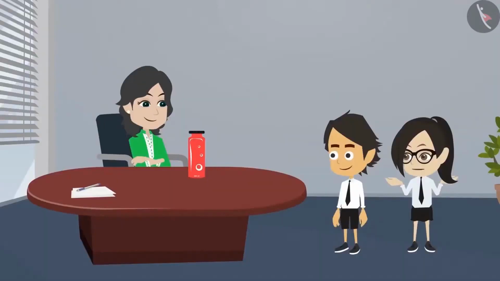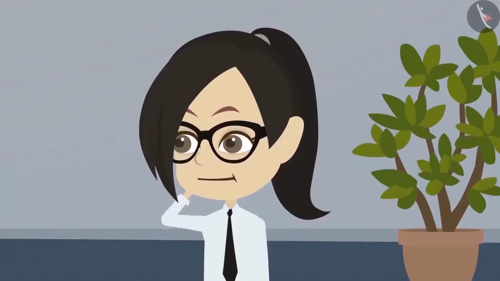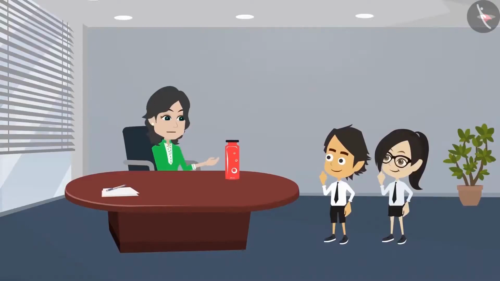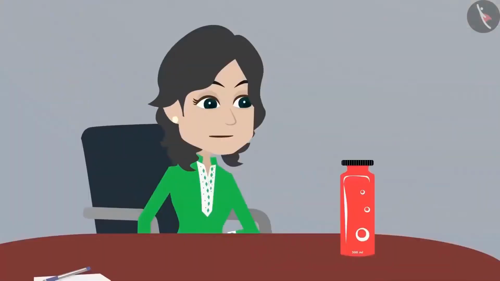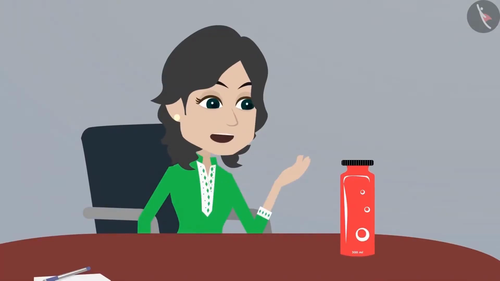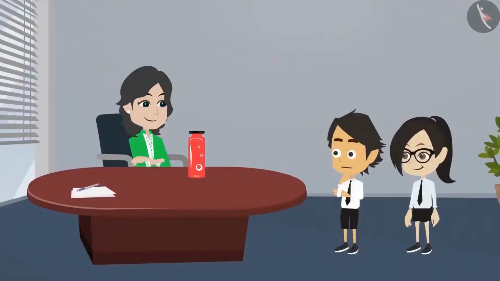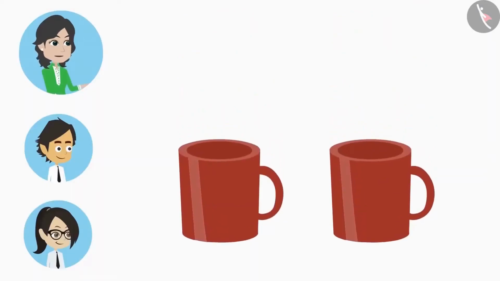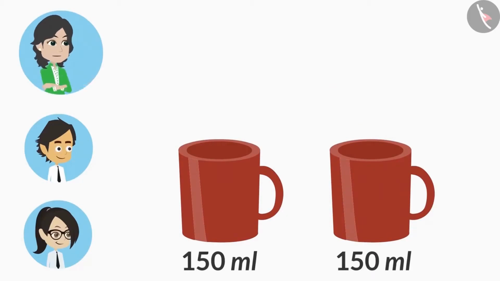But how will we measure 150 ml? See, there are different measuring cups to measure liquid. But we do not have those cups with us right now. Then how will we measure the buttermilk? Look, I have two cups here. A normal size cup is approximately 150 ml. You can pour the buttermilk in both these cups.